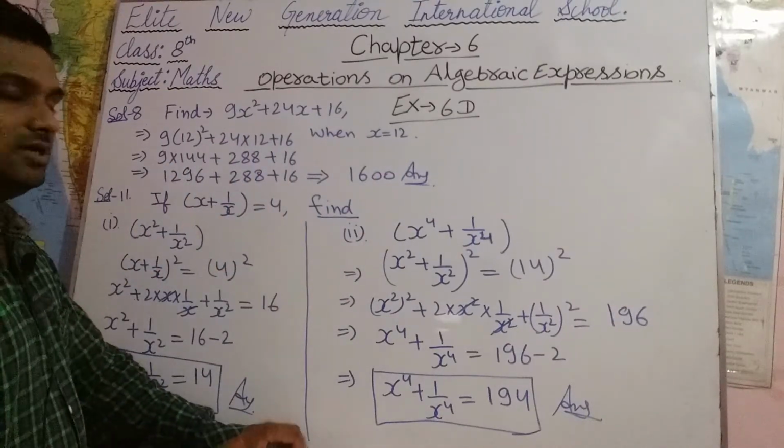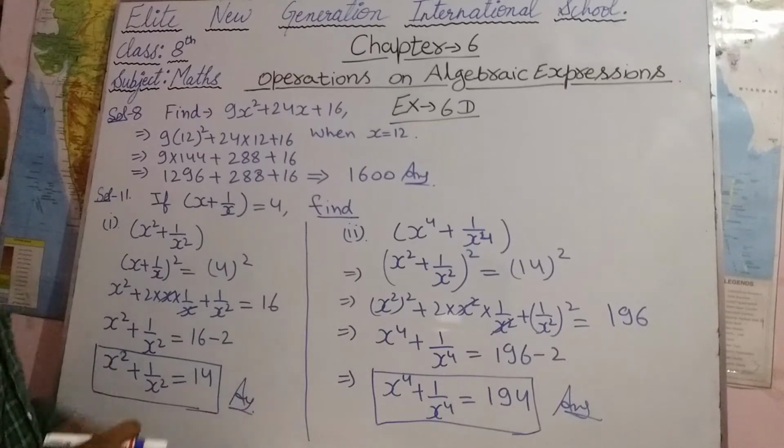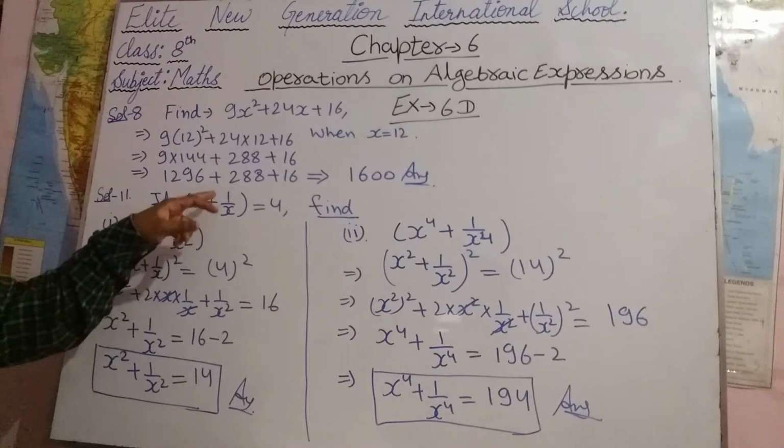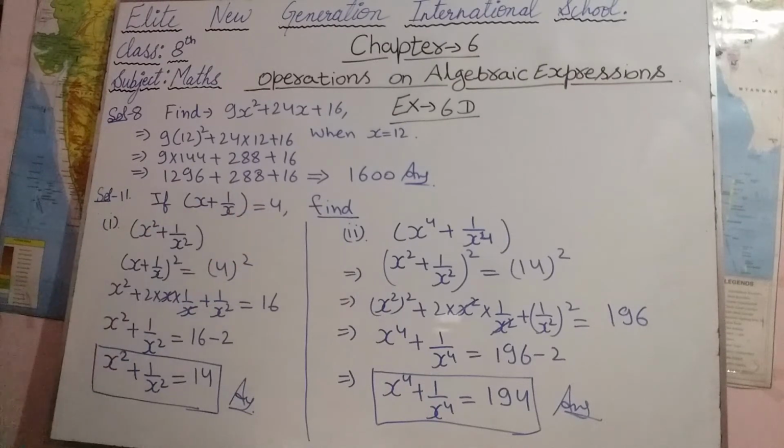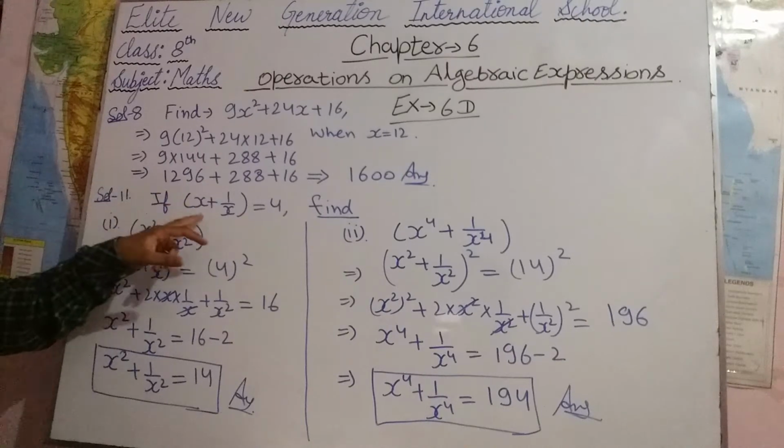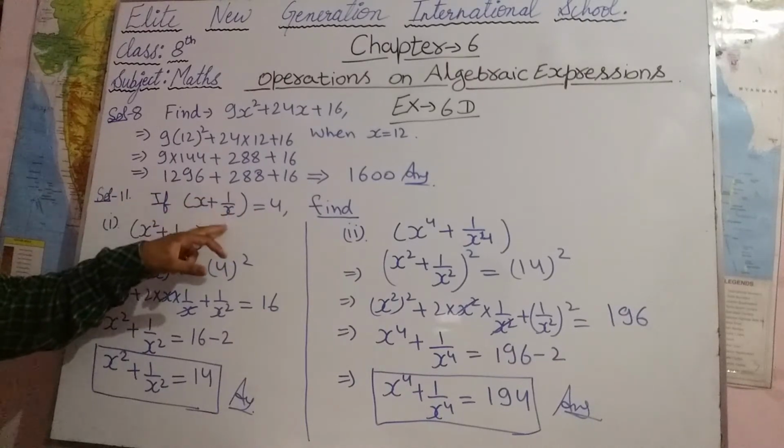Now in question number 11, we have: if x plus 1 upon x equals 4, then we have to find, first of all, the first part, x square plus 1 upon x square. So here we can do squaring on both sides. Here x plus 1 upon x equals 4.